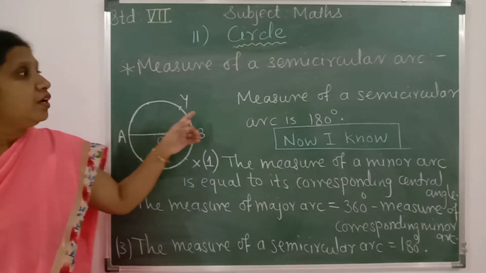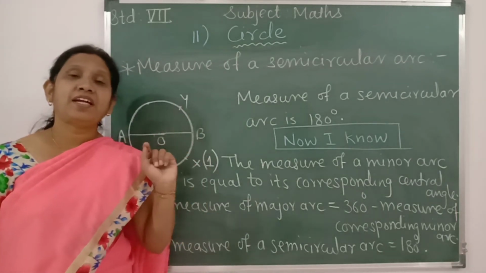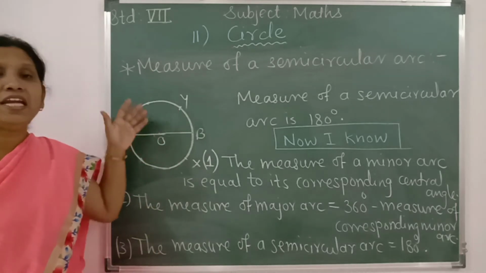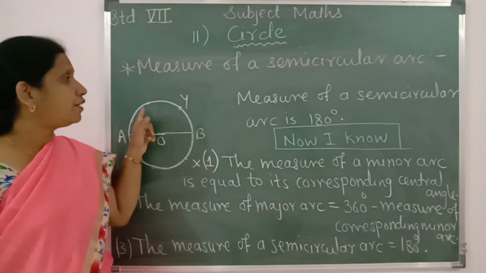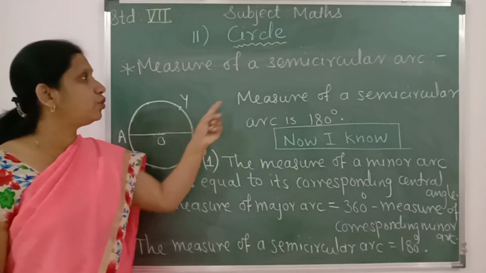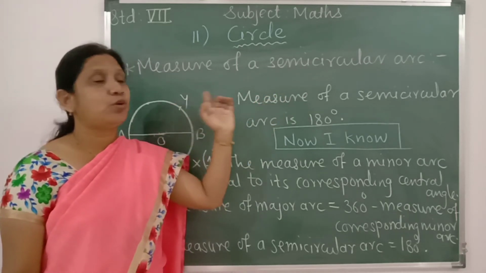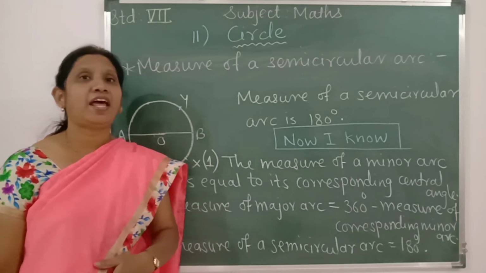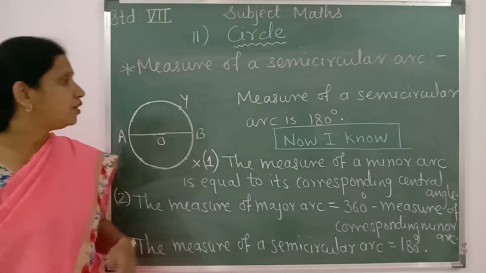So, the measurement of a complete circle is 360 degrees. Now we have divided it into two half parts, that means two semicircles. So from this we come to know the measure of a semicircular arc is 180 degrees.